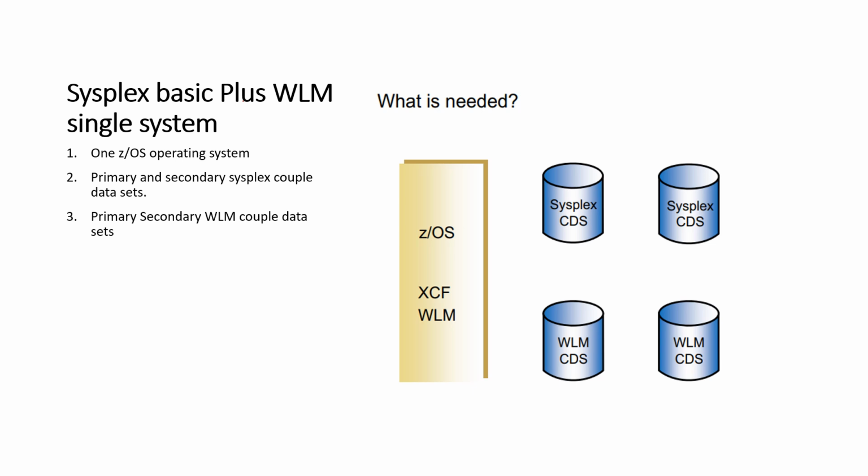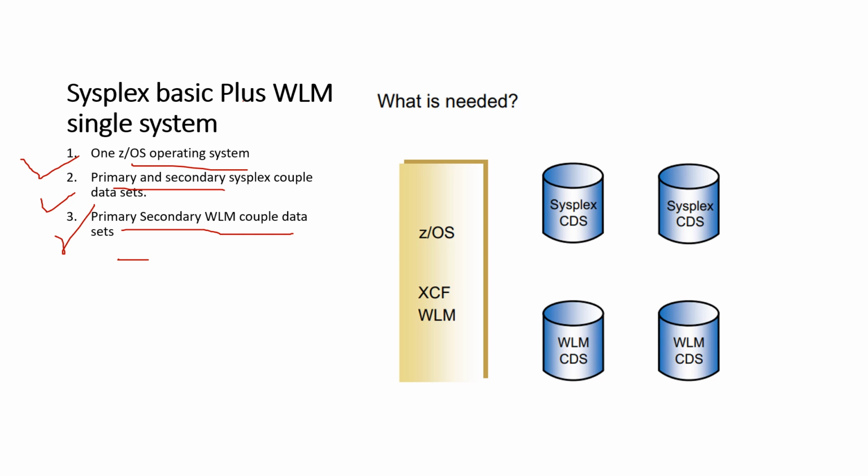A single system Sysplex using WLM functionality consists of these three things. First one is one z/OS operating system. Second is primary and secondary Sysplex couple datasets. And third one is primary and secondary WLM couple datasets.